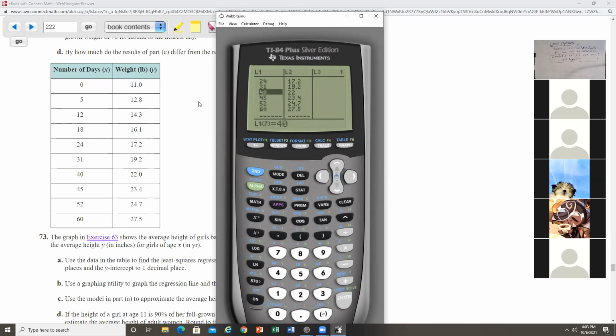Okay, so ladies and gentlemen, when we get done doing this, the next thing I want you to do now is go into your stat plot mode.